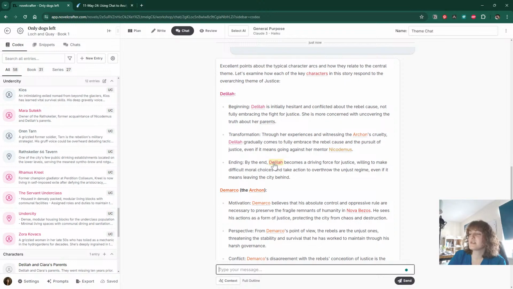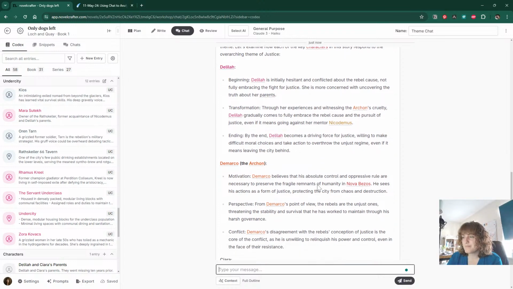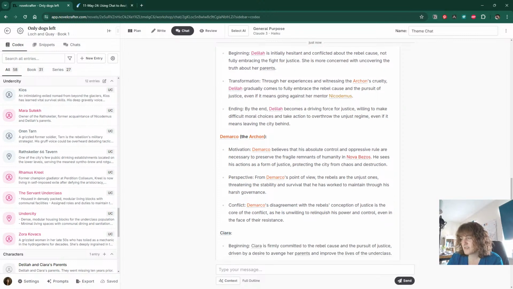Yeah, so DeMarco is the Archon. From DeMarco's point of view, the rebels are the unjust ones, threatening the stability and survival of what he's worked to maintain. DeMarco's disagreement with the rebels' concept of justice is the core conflict, as he's unwilling to relinquish his power and control even in the face of their resistance. Sorry, I called him by his first name rather than his title.